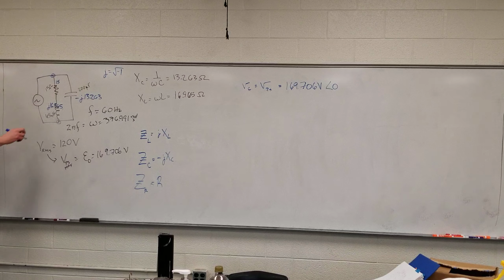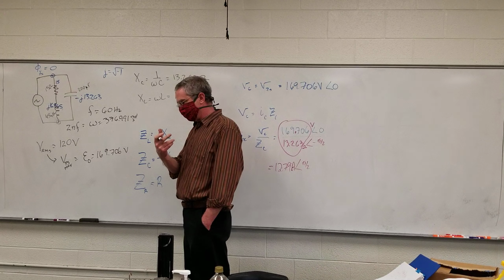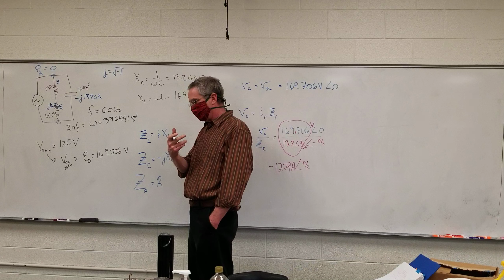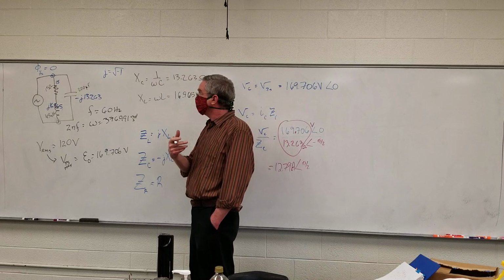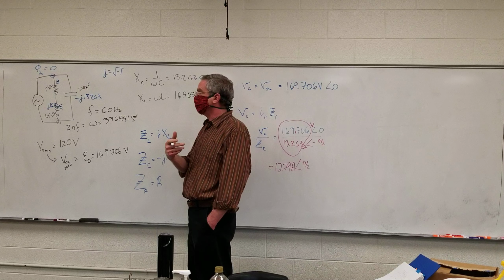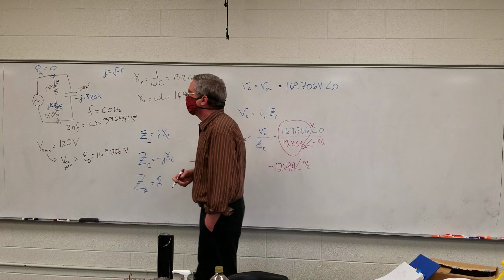All right, questions up to here? Why was it negative J 13.2? Like, how do we know that one's negative and the other ones are positive? It ultimately comes back to the voltage lagging for the capacitor and leading for the inductor. Okay, yeah, I remember.